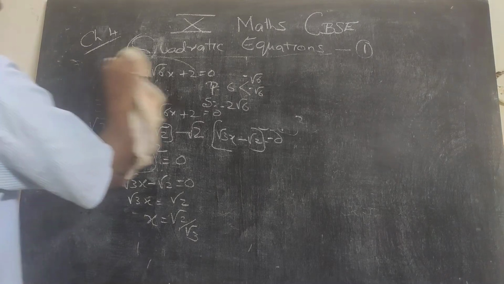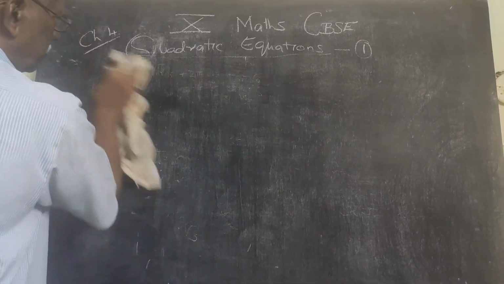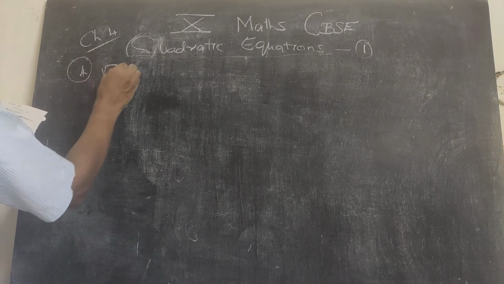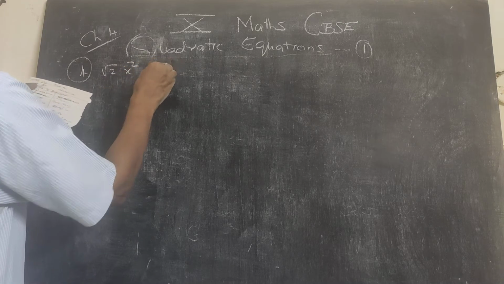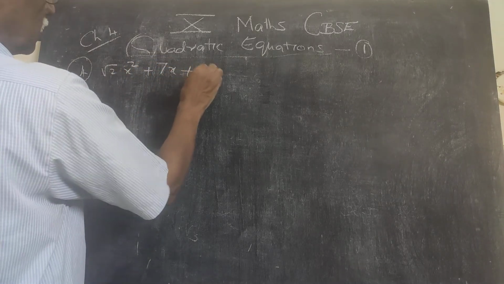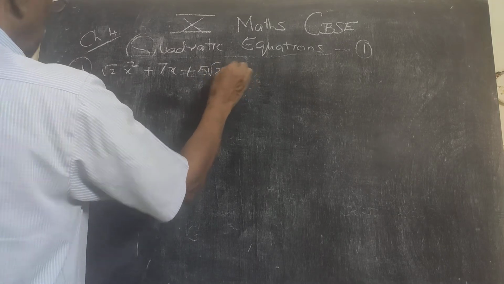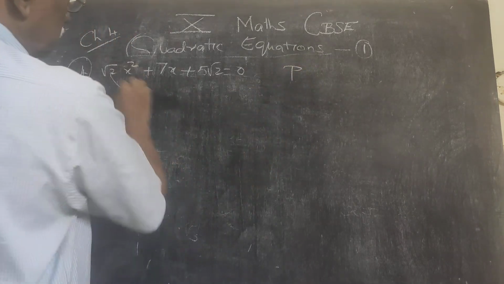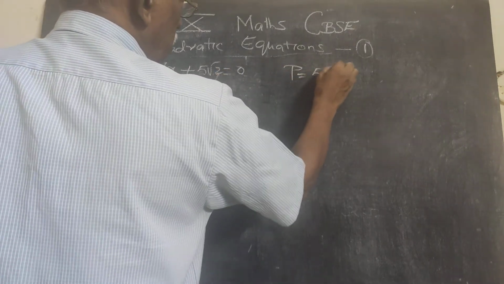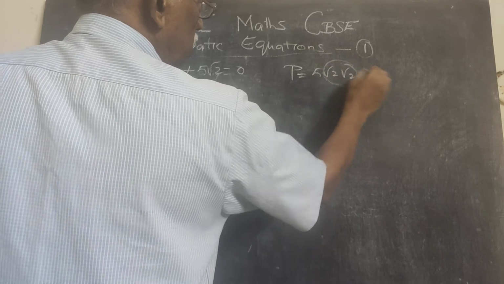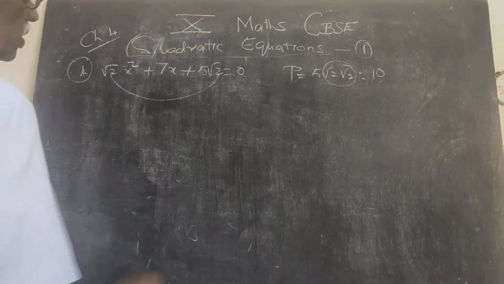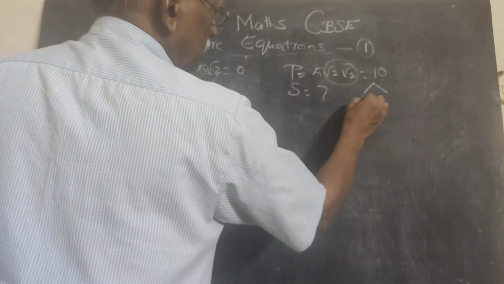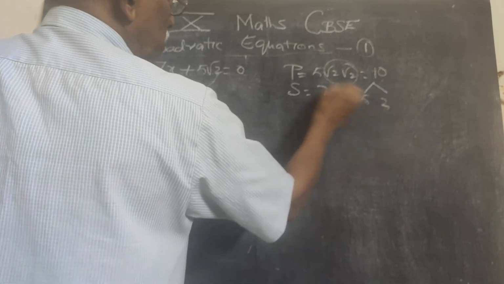Now I am going for the fourth problem. Root 2 times x² plus 7x plus 5 root 2 equal to 0. This is a simple problem. The product is 5 into root 2 into root 2. So this is 2, therefore the product is 10. Here is plus, therefore the sum must be equal to 7. So 5 and 2, 5 twos are 10, 5 plus 2 is 7.